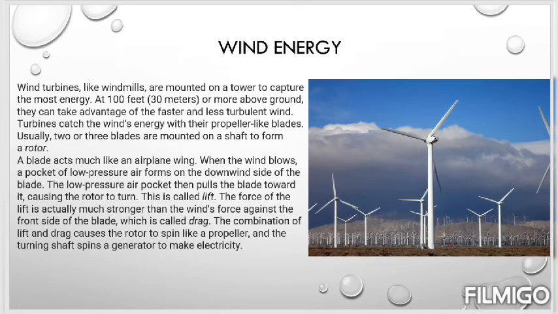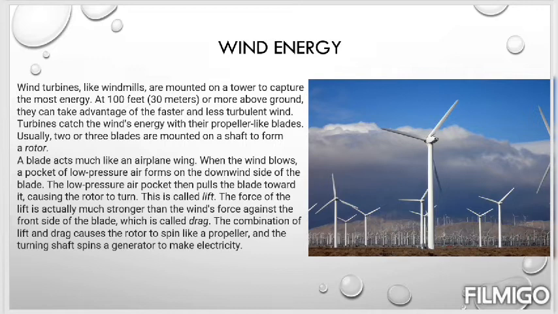The second renewable energy being wind energy. Wind turbines, like windmills, are mounted on a tower to capture the most energy. At 100 feet, which is around 30 meters or more above ground, they can take advantage of the faster and less turbulent wind. Turbines catch the wind's energy with their propeller-like blades. Usually, two or three blades are mounted on a shaft to form a rotor.